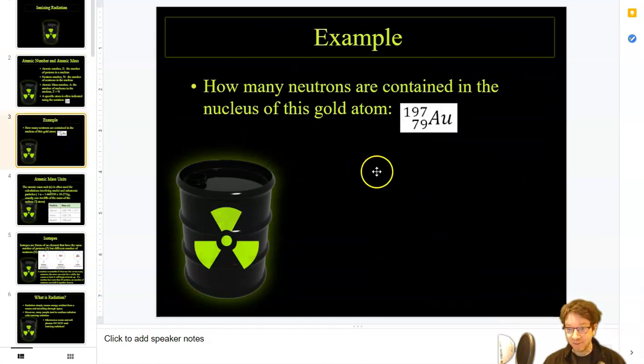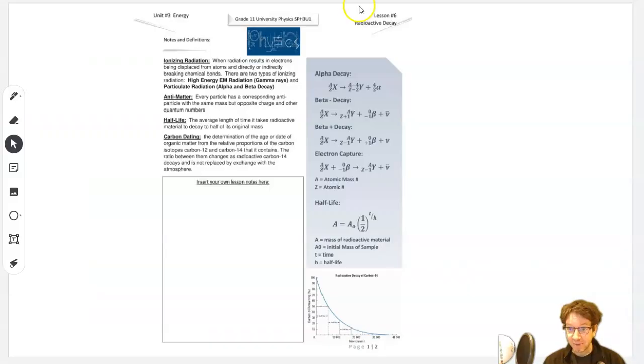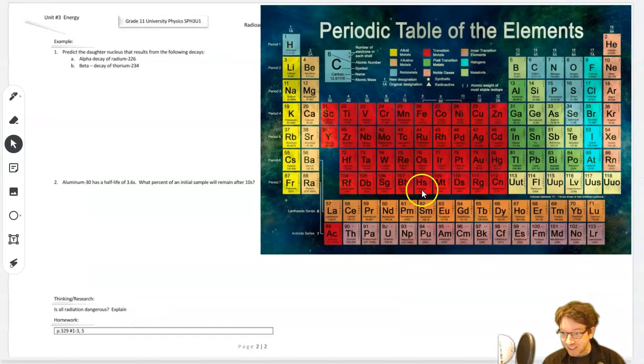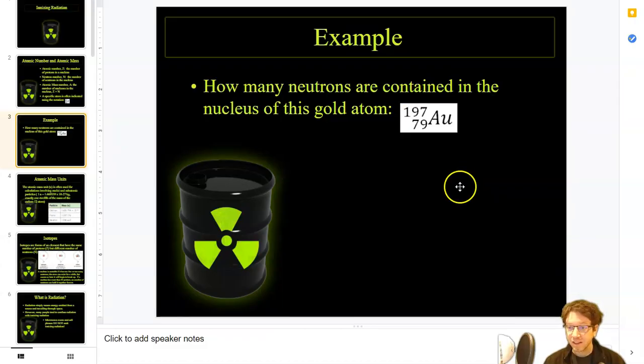So if we look at this example, here we have gold 197. So 197 tells you the number of protons and neutrons. 79 tells you the number of protons. Also, 79 tells you what element it would be. So if you did have a periodic table, you can just go look at number 79 and say, oh, it's gold. Right? So if you wanted to figure out specifically how many neutrons there are, all you have to do is take 197 and subtract 79. So that would be 118. So there'd be 118 neutrons in that atom.